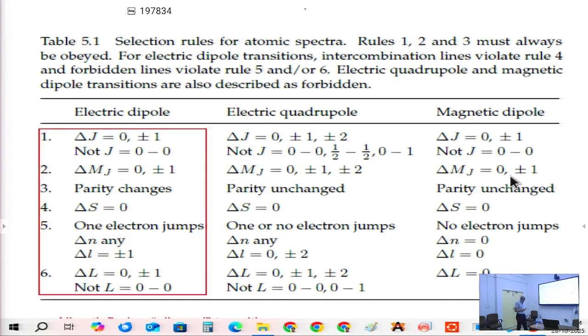So I tend to use the phrase strongly forbidden when they really don't happen. There doesn't seem to be an atomic physics word for it. But forbidden transitions still happen. Sorry, this is a bit unfortunate. I've lost this.